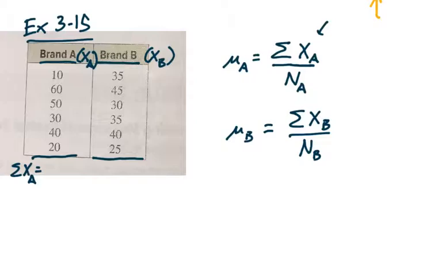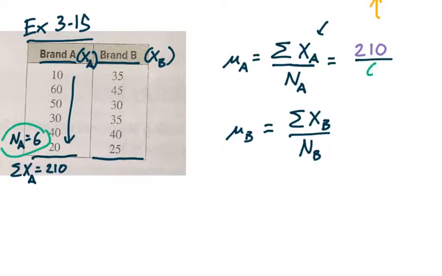Here we're going to add this up, and so I'm seeing 210. Okay. The next thing is what is the number? How many items are there in the first population? Well, count them up. There's 6 values there. And so for this first one, we're seeing the sum of all of the A values is 210. The total number that we have in the data set for that first population is 6. So we'll do this division, and we'll get exactly 35.